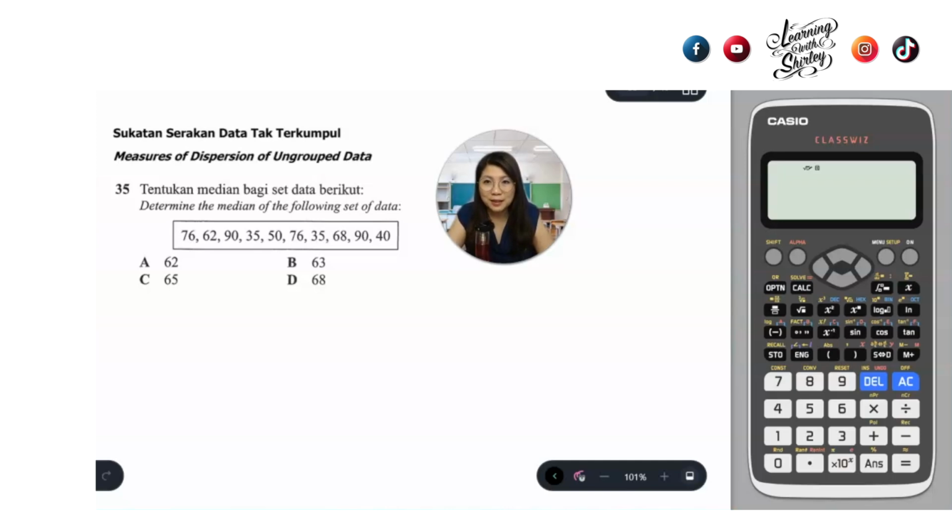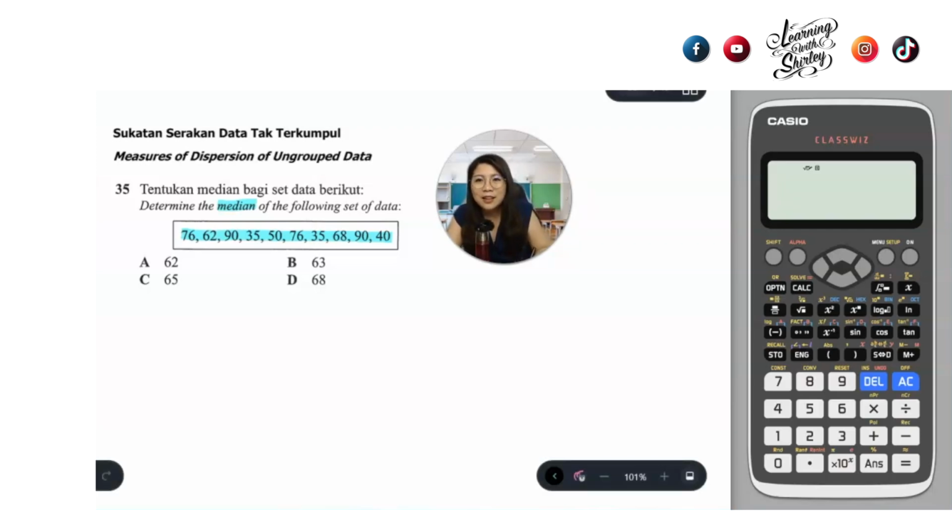Let's look at question number 35. This is on measures of dispersion of ungrouped data. Determine the median of the following set of data. So they give you this data. When you see this data, you have to make sure that it's in ascending order from smallest to biggest. Otherwise, you have to rearrange it. Median means the number in the middle.